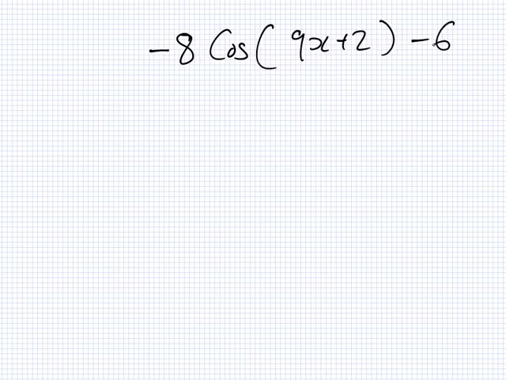Negative 8 cos bracket 9x plus 2 cos bracket minus 6. Like that. Alexa? Some respect, please. Right. What did I ask for? Domain. Wait, did I ask for the domain? Well, that's easy. This is the domain.